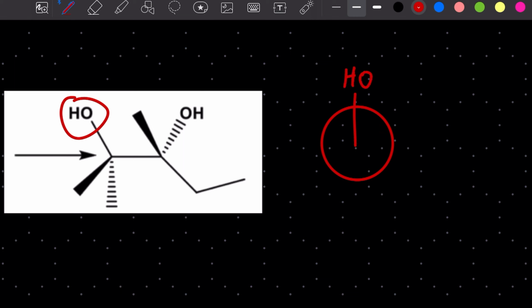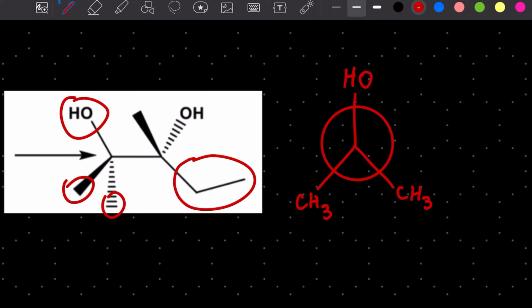Alright, since we are looking at the Newman projection from this angle, with the arrow going to the right, we know that our wedges are going to be on the right side and our dashes are going to be on the left. So let's draw them. So to the right is going to be a CH3, and to the left it's also going to be a CH3. Let's now look at the back carbon.